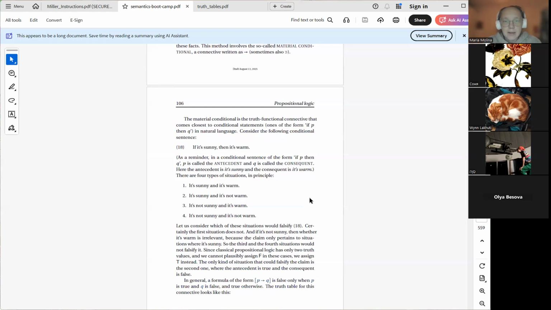In the phrase if P then Q, P is called the antecedent and Q is called the consequent. So the antecedent is it's sunny and the consequent is it's warm.